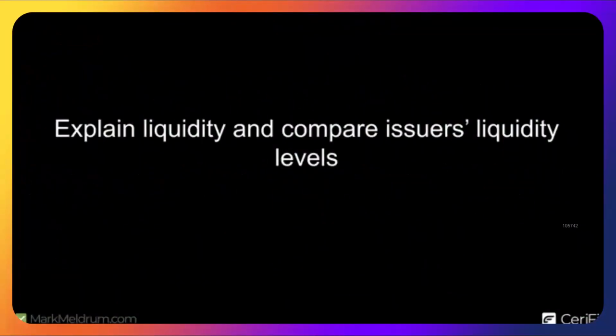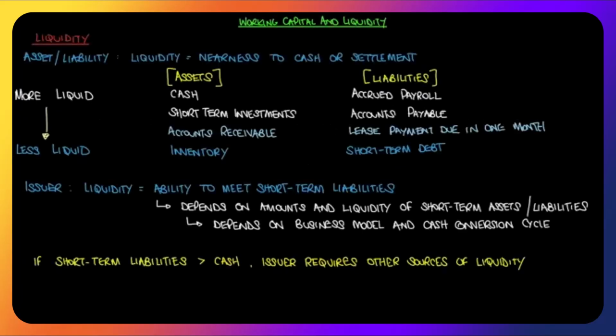Next up, liquidity. Explain liquidity and compare issuers' liquidity levels. Let's do it. Definitions first of all. If we are talking assets and liabilities themselves, so things like cash, accounts receivable, inventory, liquidity is the nearness to cash or settlement. How quickly will it turn into cash? Or for liabilities, how quickly will you have to pay it?